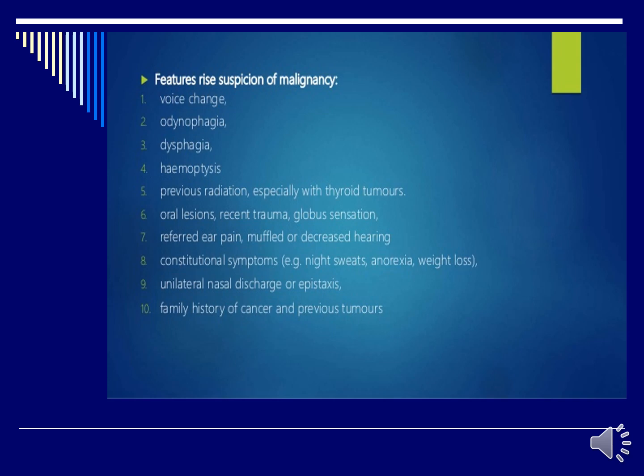First, if there is hoarseness and change in voice, I think of tumor of the lungs. Odynophagia and dysphagia, think of tumor in the upper GI tract or pharynx. Hemoptysis, think either of metastasis from the neck to the lung, or an original tumor in the lung presenting with cervical lymphadenopathy. History of previous radiation, especially for thyroid tumor, is an indicator of malignancy. If the patient says he had radiation, I think of malignancy, not a benign tumor.